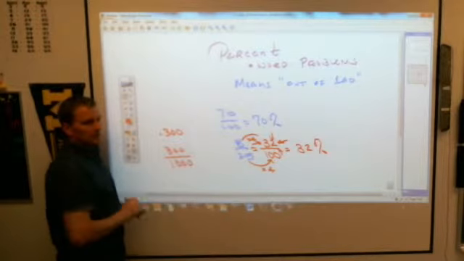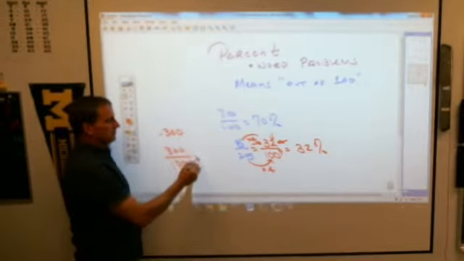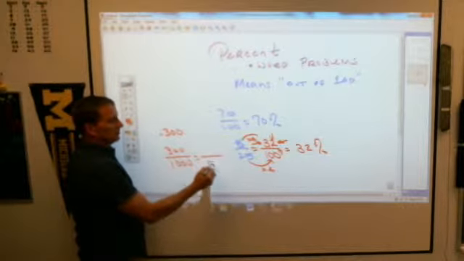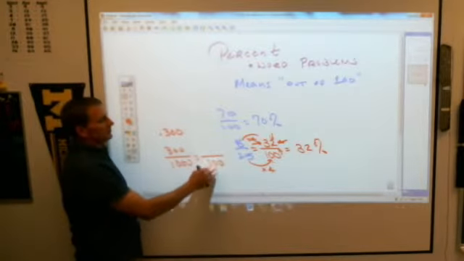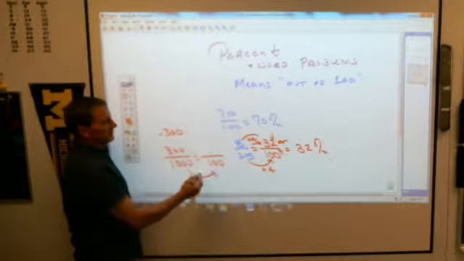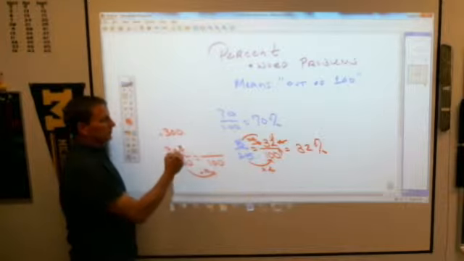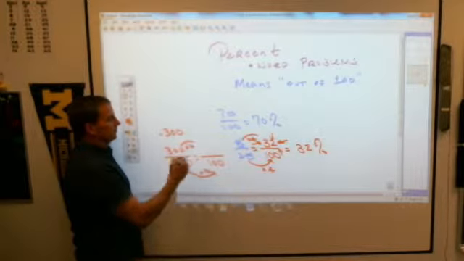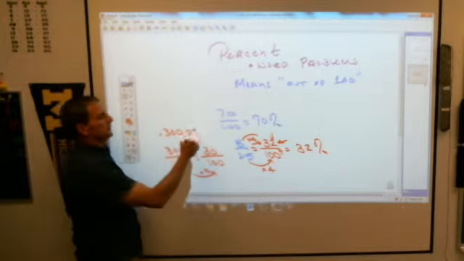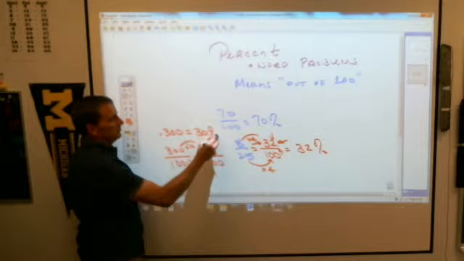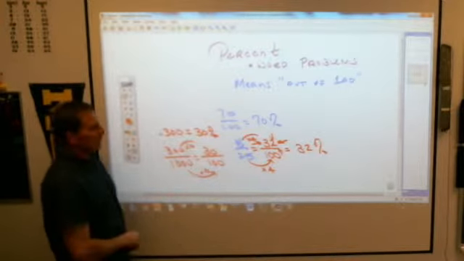Well, if I was trying to change it to a percent, since percent means out of 100, how would I change this fraction so there's 100 on the bottom? Maybe you know, maybe you don't. What do I do with 1,000 to get it to 100? I divide this time, it's like reducing a fraction. 1,000 divided by 10 is 100, so 300 divided by 10 is 30. So a .300 batting average is really the same thing as 30%. You get a hit 30% of the time. That's just the way that goes.